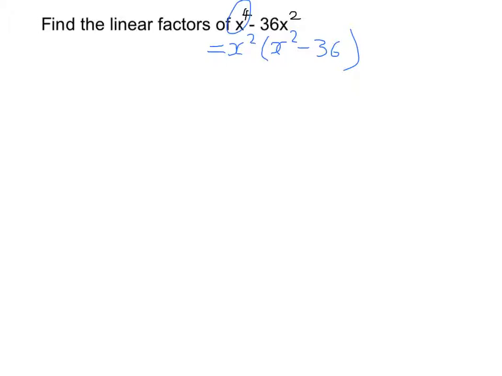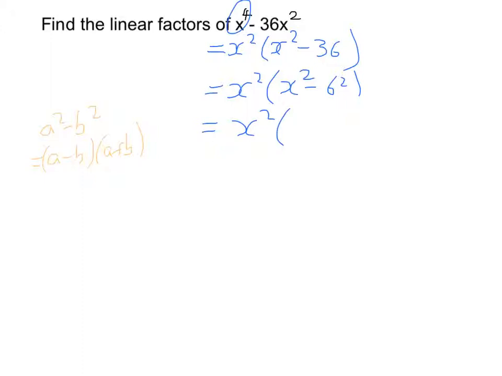Now I look at this and I can further simplify this, so we have x squared and then this second bracket is actually a difference of two squares. Now if you remember a difference of two squares, if we have a squared minus b squared, then that's equal to a minus b and a plus b. We apply that to this, so we've now got x squared, x minus 6 and x plus 6.